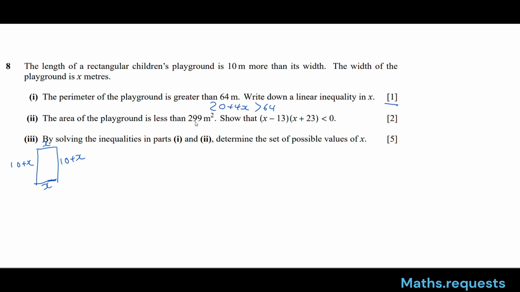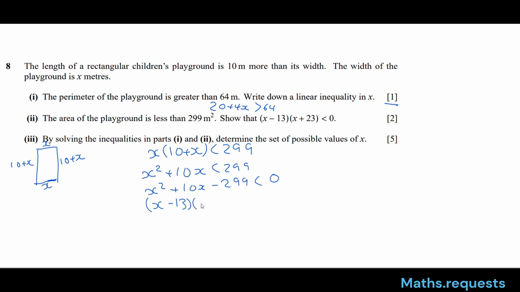Okay, so the area of the playground is less than 299 meters squared. Show that (x minus 13) times (x plus 23) is less than 0. So the area of the playground is going to be x times (10 plus x). Then that is less than 299. So when we expand this, we get x squared plus 10x is less than 299. We say x squared plus 10x minus 299 is less than 0. Then that can be factorized into (x minus 13) times (x plus 23).